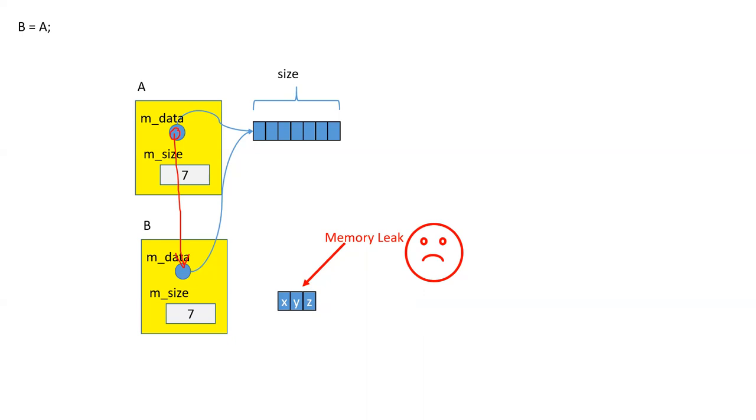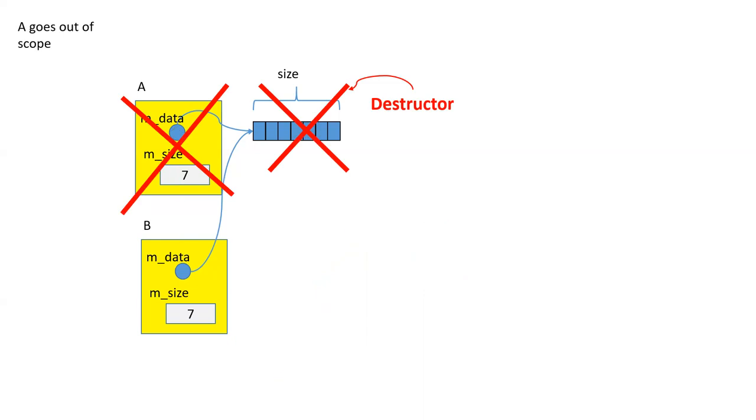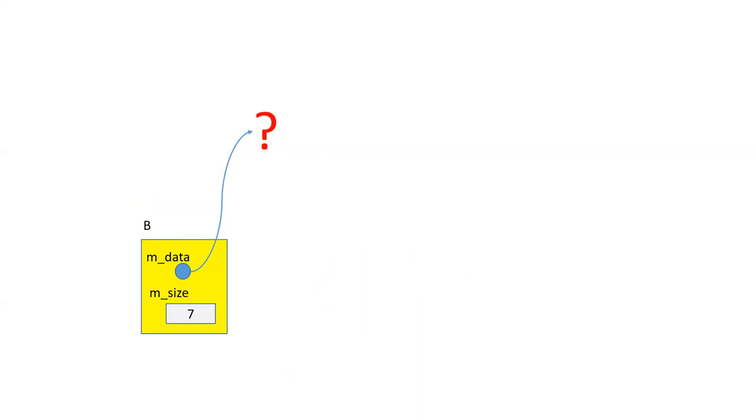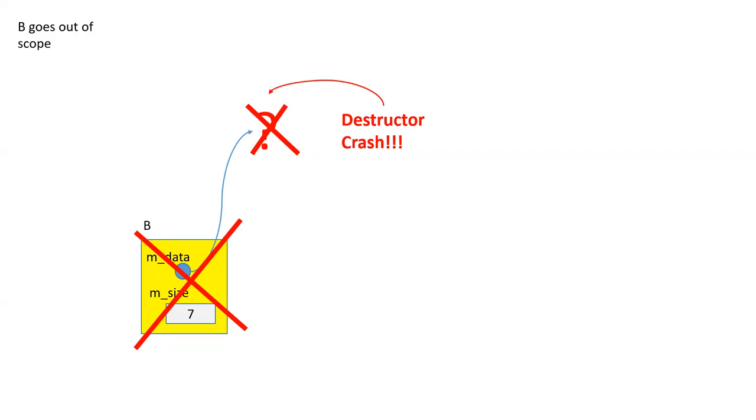These types of programs run perfectly right to the end. At the end, they crash. Because you think you copied. You print A, data is printed. You print B, data is printed. They both have size 7. Yes, I copied it. But as soon as the destructors kick in, the first one gets deleted, deletes the data. When the second destructor is going to get called, what do I delete? That's the crash. Okay? And that's bad copying.